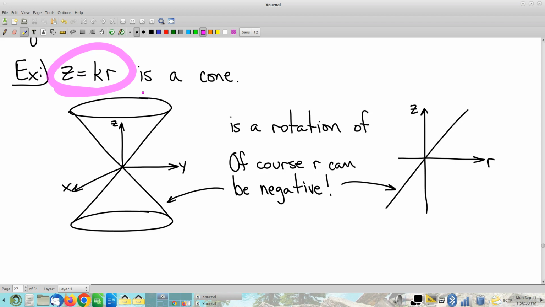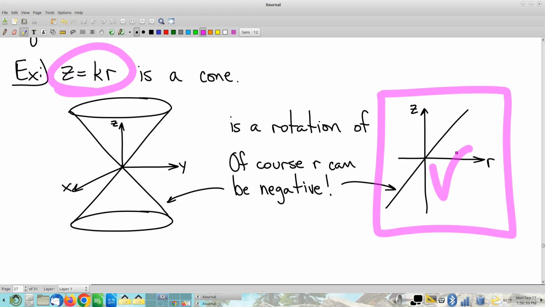So what does that look like geometrically? Well, first thing I'll observe is there's z equals kr. I mean, z is just a multiple of r. You're going to get a line like that. Okay, but that's valid for any value of theta. So here's a value of theta.